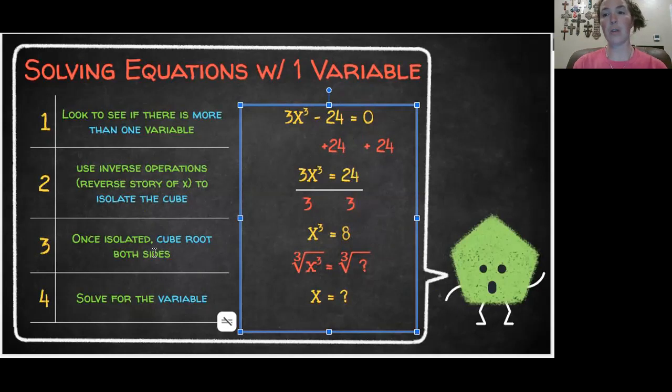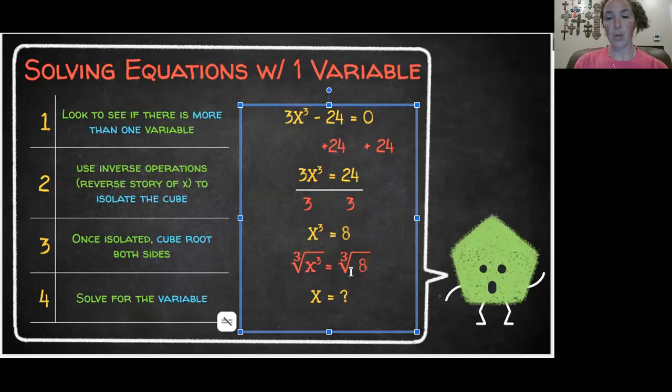And again, that is because the opposite of cubing is to cube root. So notice I've got the cube root of x cubed, and I have the cube root of 8. On this side, the cube root and the cube are opposite, so literally these two things would cancel out, leaving me with just x.